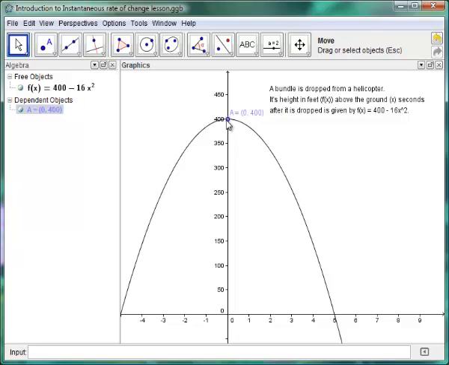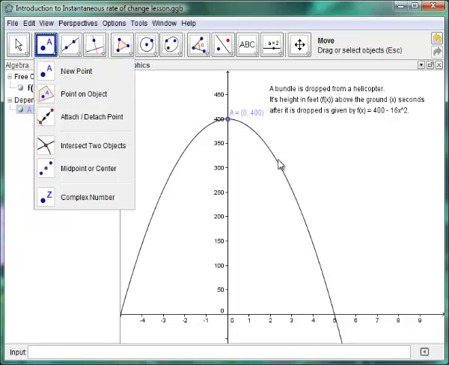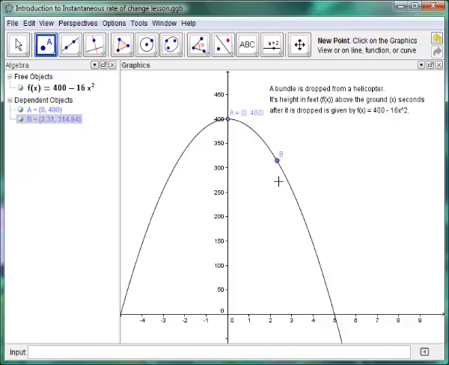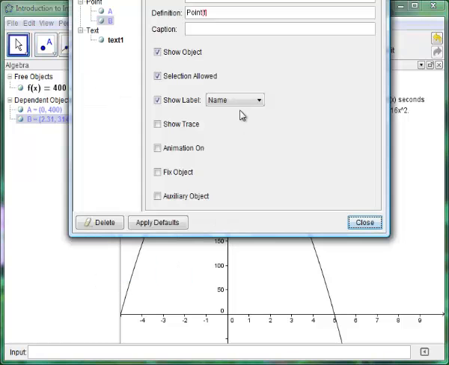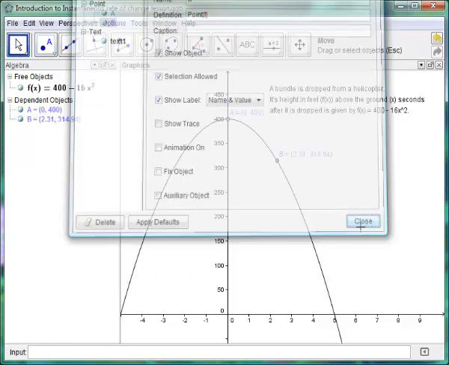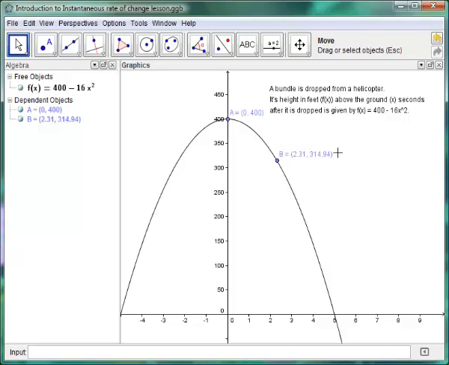What I want to look at are rates of change. How fast is this object falling? I can see how high it is at a given time, but what I want to know is how fast is it falling between, say, 0 and 5 seconds. So I'm going to introduce another point onto this curve, and we'll call that point B. And so right now I have B a little further along. Let's go ahead and show the labels for B on here. So B is closer to the ground. A is up here at 400, B is closer to the ground.